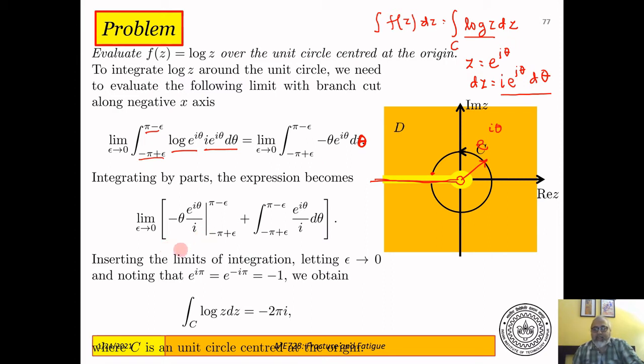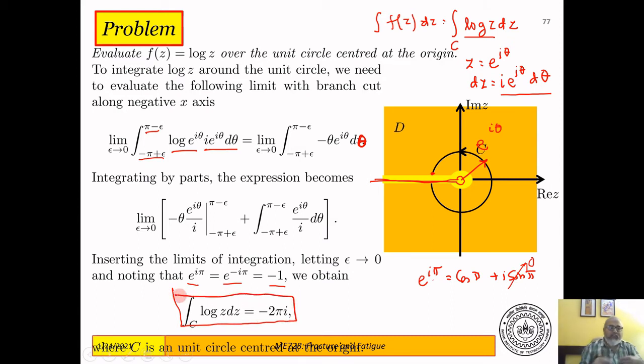So now you can do an integration by parts. This is just an integration by parts of this function, x e to the power ix kind of function. And then as you take the limit, you remember that e to the power i pi and e to the power minus i pi both tend to minus 1, because e to the power i pi is cos pi plus i sin pi. So both of them will tend to minus 1, because sin pi is equal to 0. Using that limit, you will come to the conclusion that the integral of log z dz is equal to minus 2 pi i.